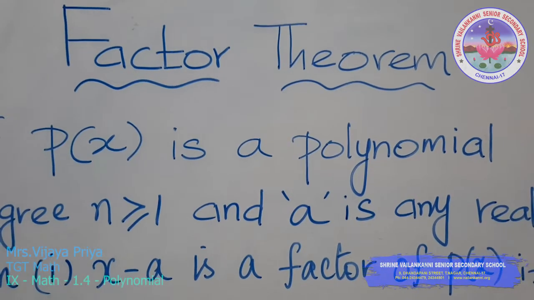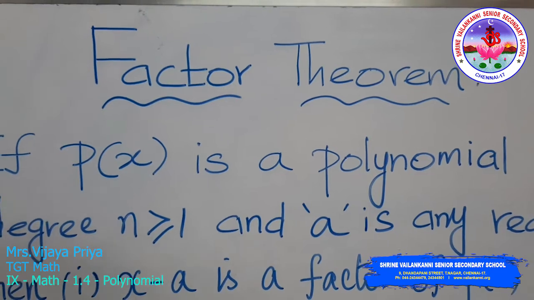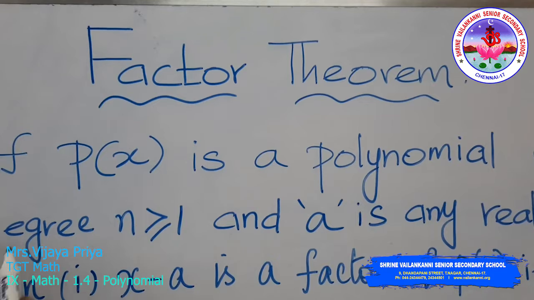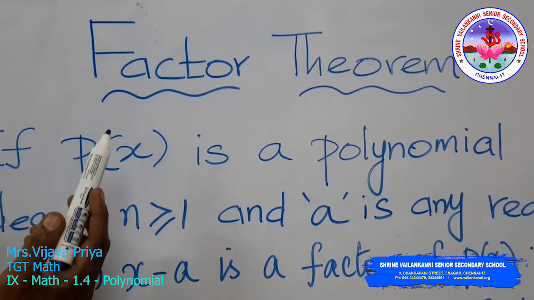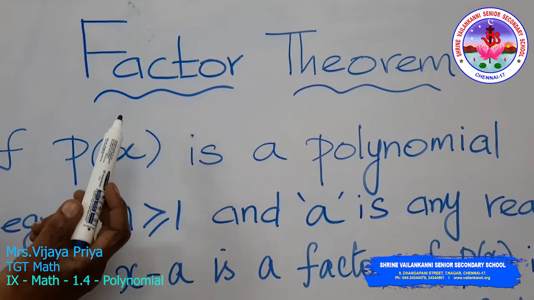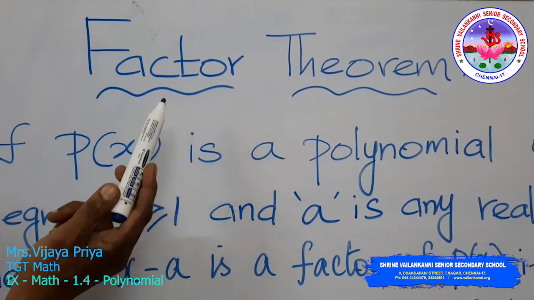Today we are going to see the topic factor theorem. Before going into the factor theorem, we see what a factor is. A factor is a number which divides the given number exactly, leaving a remainder of 0. Now coming back to the factor theorem, we are going to apply the same process here.